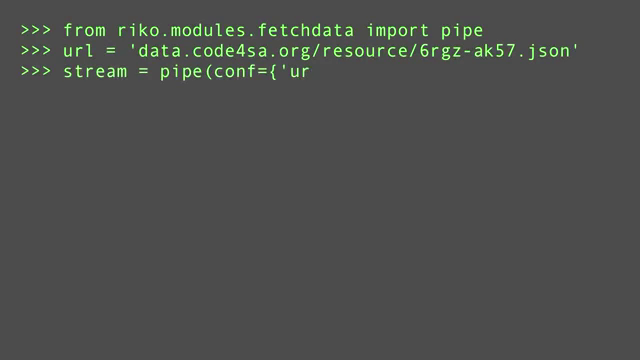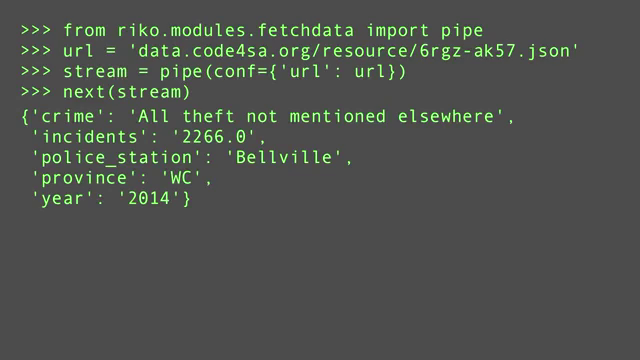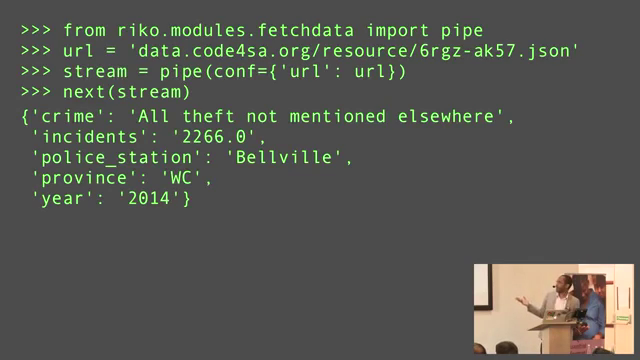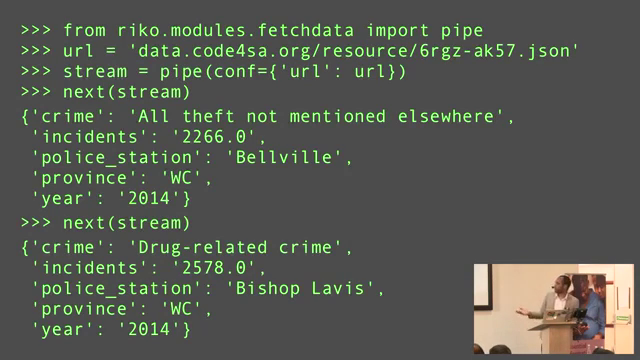Okay, so in this case, we're not going to be doing any chaining. And so we're just going to input the fetch data module directly. So as before, you have a URL that you pass into the configuration. And then when you call the pipe function, you get back a stream. So when you call next on the stream, then this is the first data item that's there. In this data set, you can see that essentially what they have is they classify all the crime that happened within South Africa, and then they attribute to a police station the number of incidents, year, and the province. And then if you call next again, then you just get the next item.